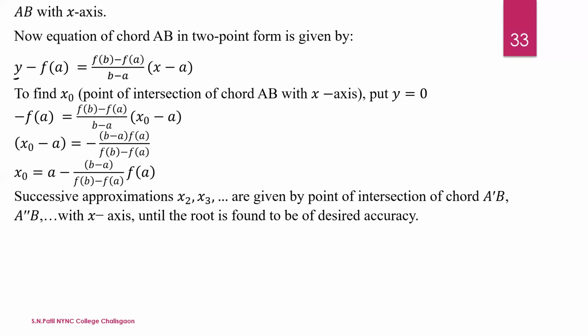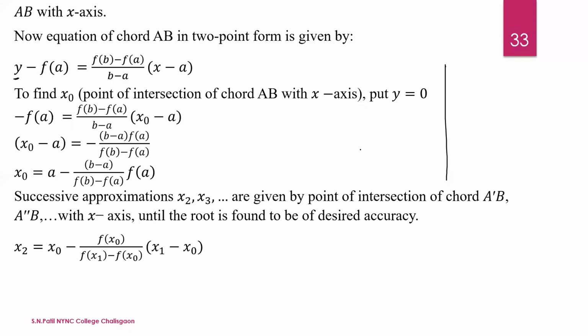Now the successive approximations x2, x3 are given by the point of intersection of chord A dash B, A double dash B with the x-axis, until the root is found to the desired accuracy. Okay. Now here we change this formula. So instead of x naught, we write the formula as x2 is equal to x naught minus f of x naught divided by f of x1 minus f of x naught, into x1 minus x naught.